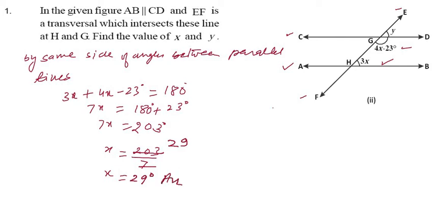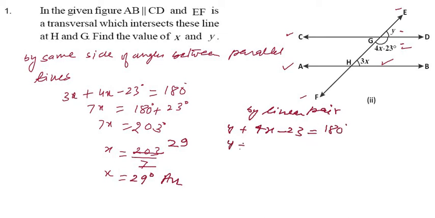Now for the y, as you know, by linear pair, what will happen? The sum of these two angles is 180 degrees. So y plus 4x minus 23 will be equal to 180 degrees. Now put the value of x. 4 into x is 29 degrees, and minus 23. It will be equal to 180 degrees.